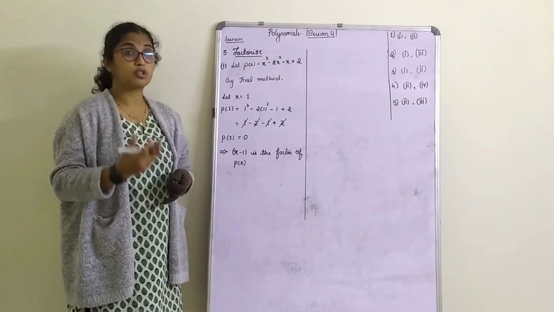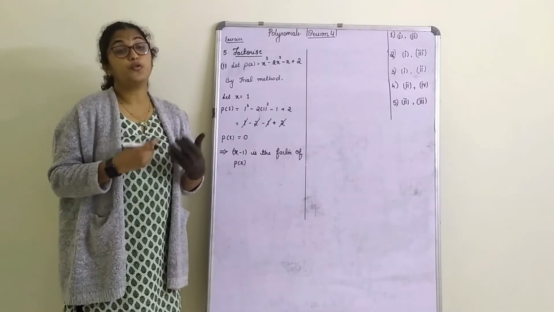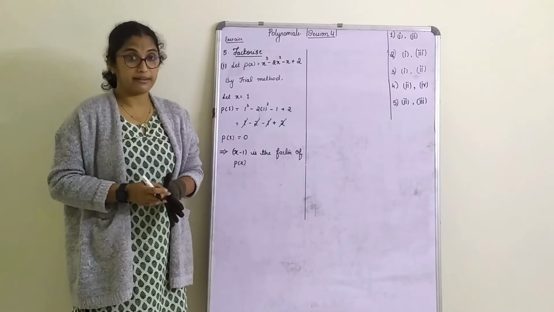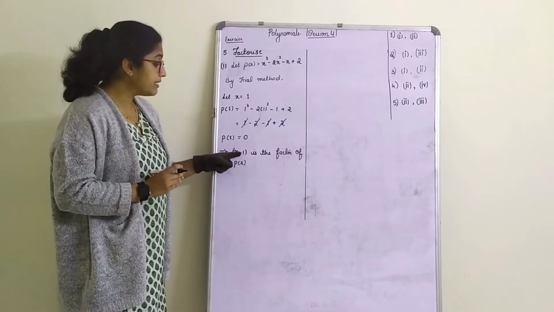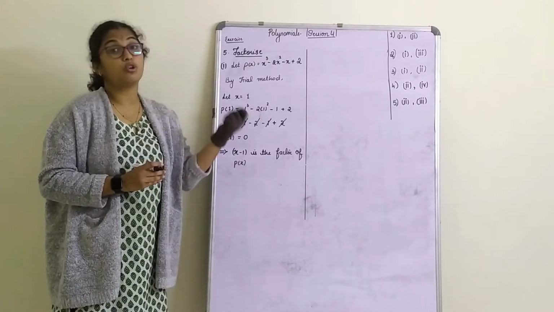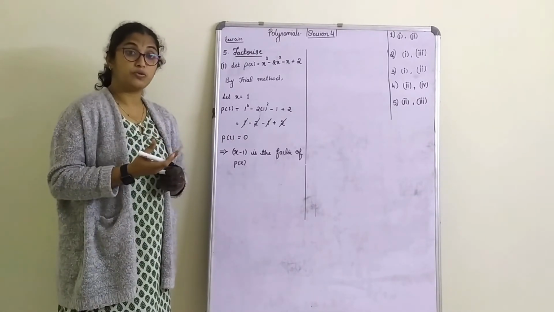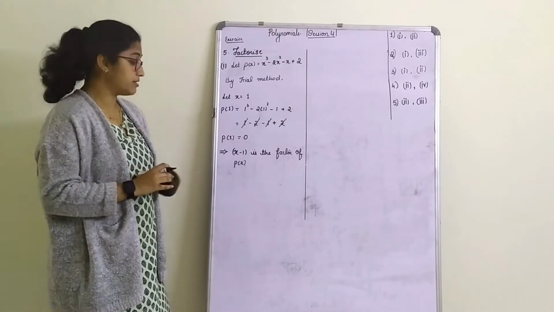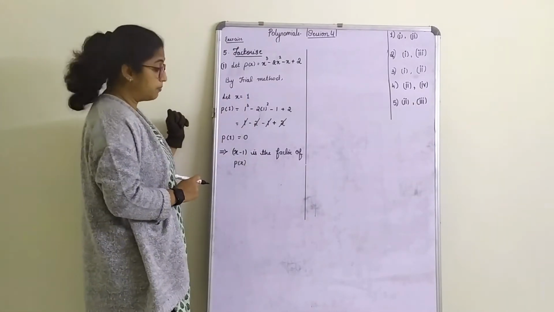In case in your school they have adopted any other method apart from long division, if you feel that is easy, you can as well do it. Both are equally correct. So now, since we got this as a factor, let us divide the given polynomial by this factor and find the quotient. Once you find the quotient, we can factorize that quotient, which is a quadratic, and find the factors. So let's do that.